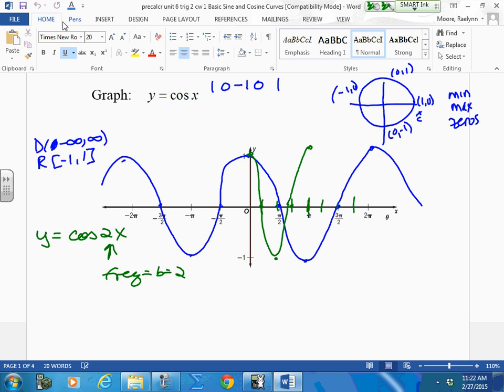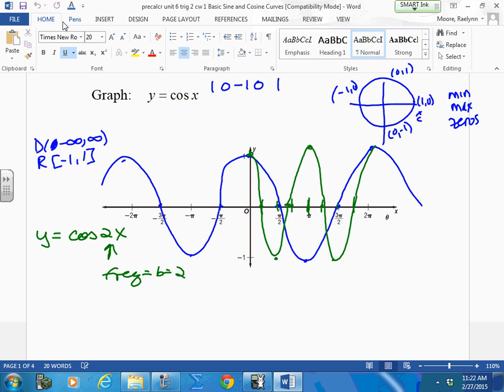I can write it sideways. Then we do it again. At the 1, at the 0, at the -1, at the 0, at the 1. Okay, and you can do it to the negative side as well. And if you look at your transformation sheet, we talked about this yesterday. This is called a horizontal shrink.